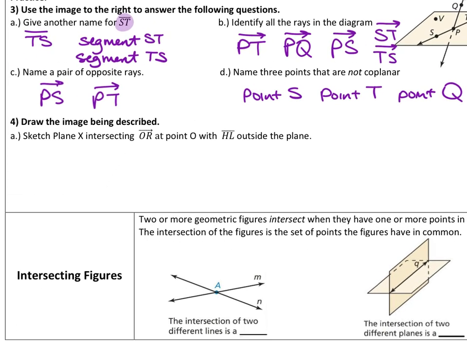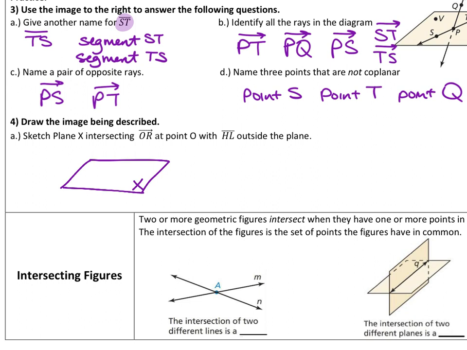Number 4 says draw the image as being described. So it's our turn to draw. It says sketch plane X intersecting ray OR at point O with HL outside the plane. Oh my goodness, that's a lot. Let's start at the beginning. It says sketch plane X. How do you indicate that it's a plane? What's the shape that you use to show that it's a plane? The flat thing. It's called a parallelogram. Yeah, that one. There's our plane, and we're going to call it X. That is plane X. Check.